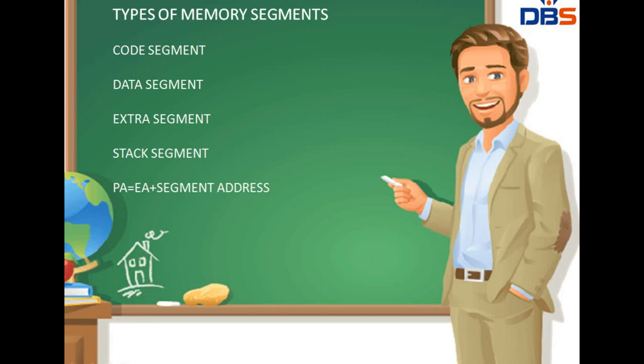And in order to calculate the address, as we know, the physical address of 8086 is 20 bits, and we have only 16 bits in the segment register, and the remaining 4 bits are called the offset address. It is nothing but the effective address. As I have already told you in the previous classes, physical address equals effective address plus segment address. This may be any segment among these 4 segments.